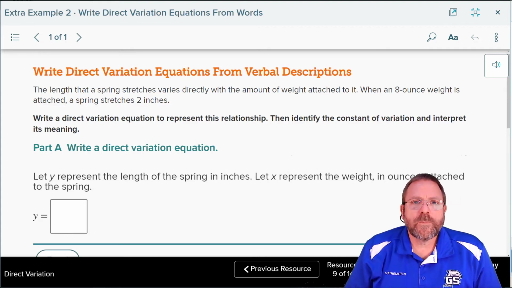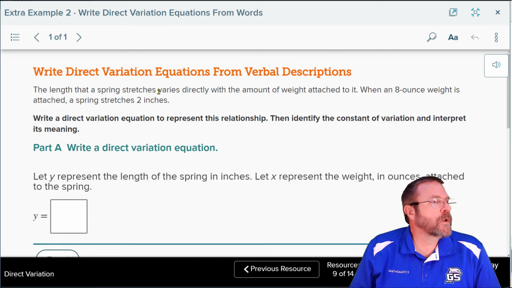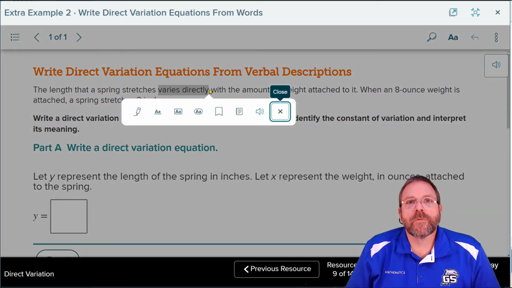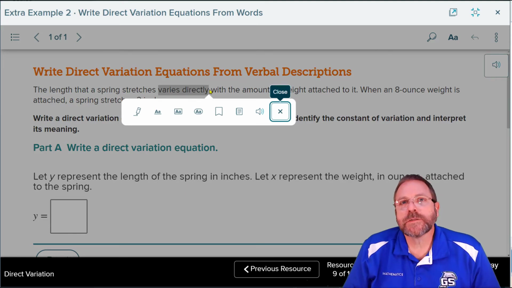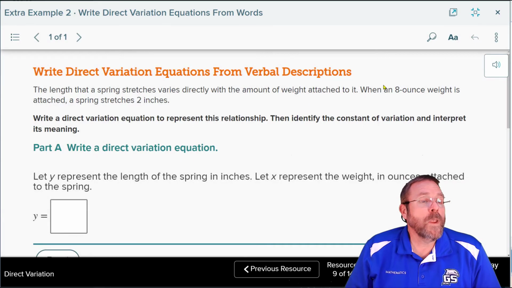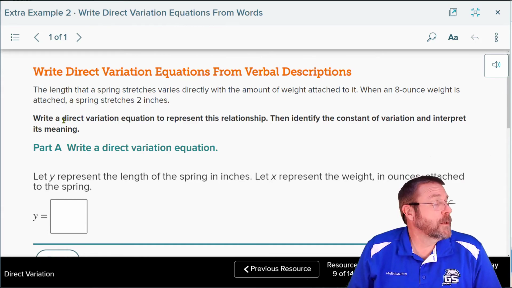The length that a spring stretches varies directly, there it is right there, varies directly with the amount of weight placed on it. That varies directly tells you it is going to be a y equals m times x problem. When an 8-ounce weight is attached, the spring stretches 2 inches. Write a direct variation equation to represent this relationship, then identify.